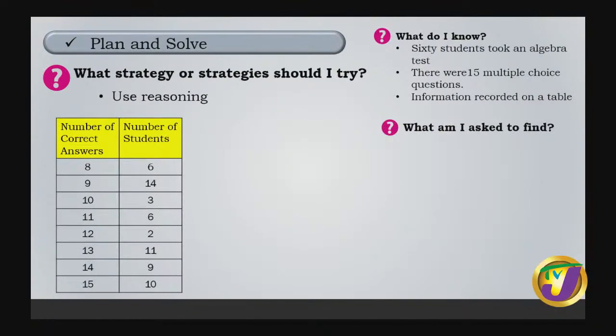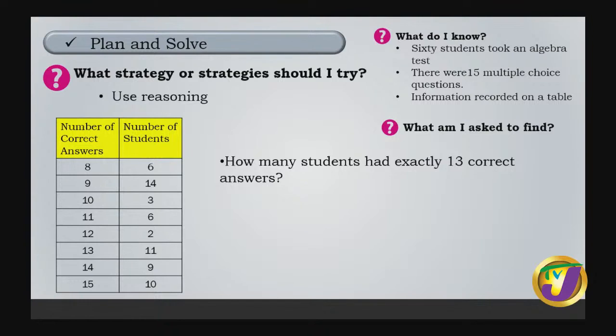So there we have number of correct answers, 8, and the number of students, which is 6. Number of correct answers, 9. The number of students would be 14, and we can go along to 15 correct answers, and we have 10 students who got 15 correct. Now, what are we asked to find? We are asked to find how many students had exactly 13 correct answers.